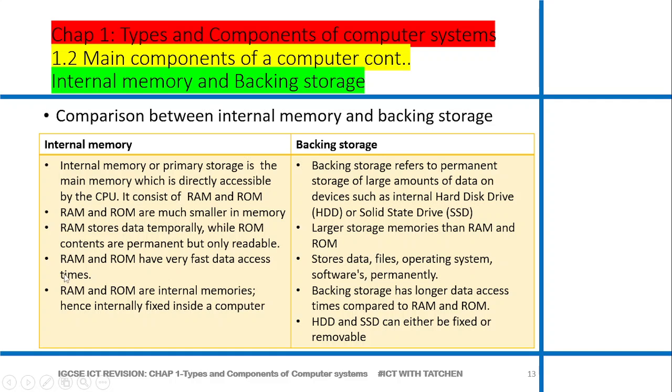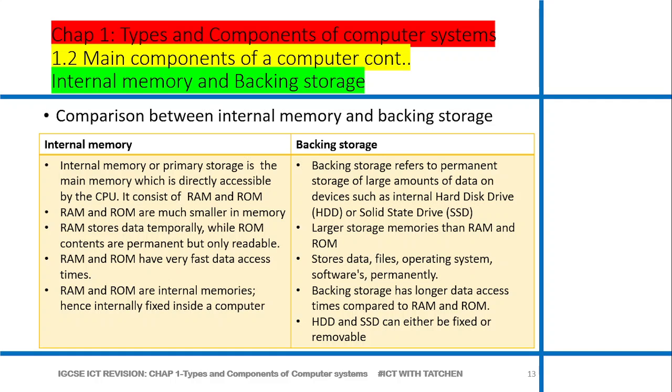Also, you need to know that the RAM and the ROM have very fast data access times, meaning if you just request something from it, it comes within a few milliseconds. And as we earlier mentioned, they are directly accessed by the CPU, so definitely they need to be very fast. Whereas backing storage access times are quite slow. At times you open a file and it takes some time to load, but it's not the same case with the RAM and the ROM.